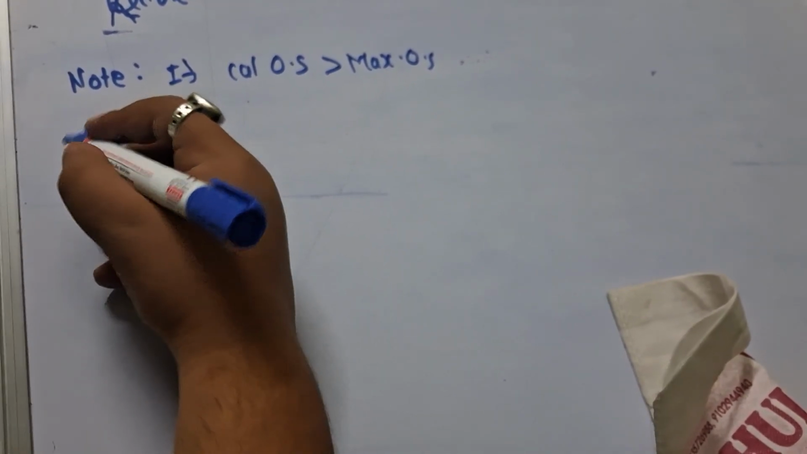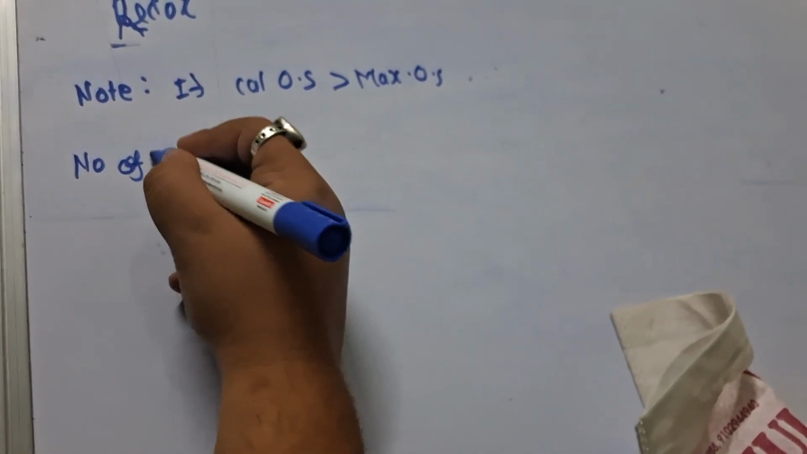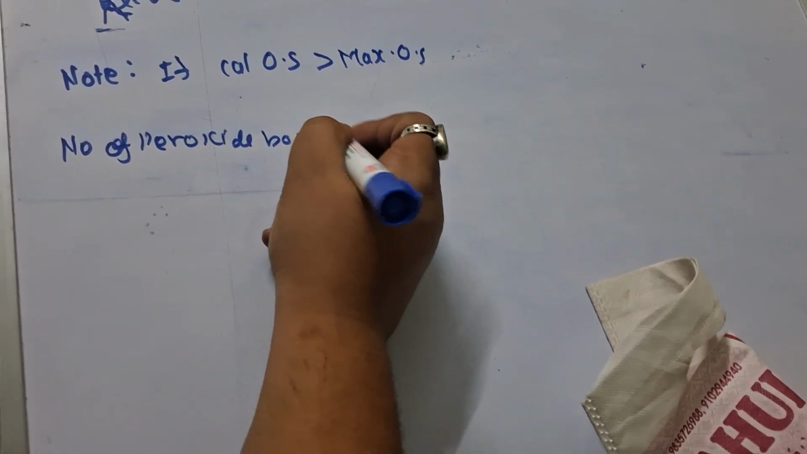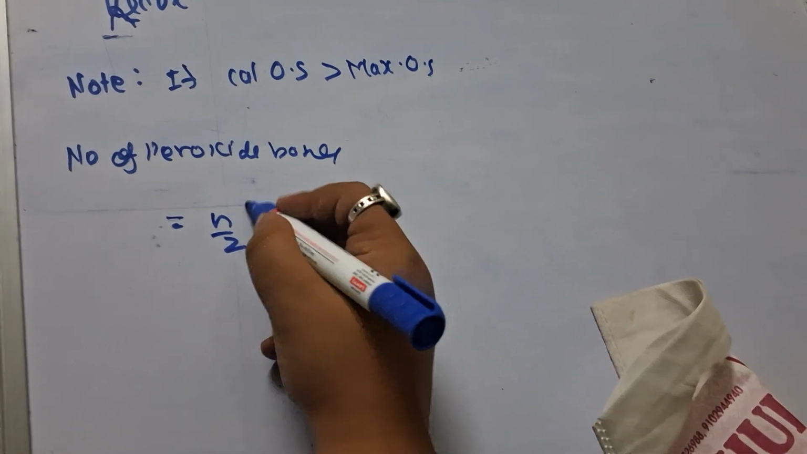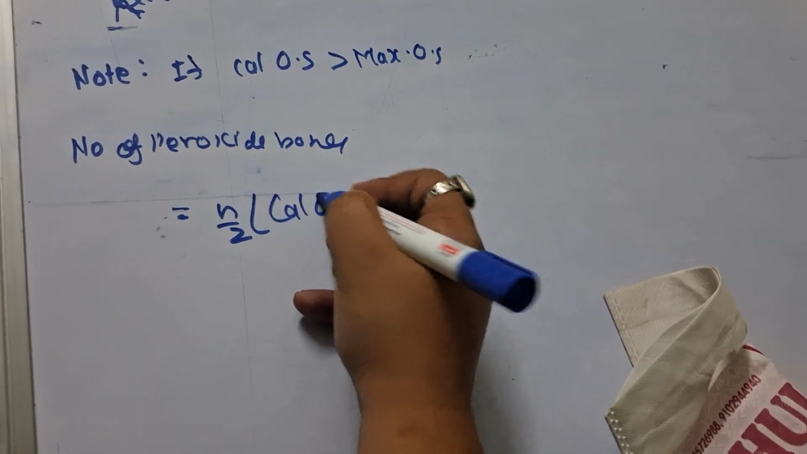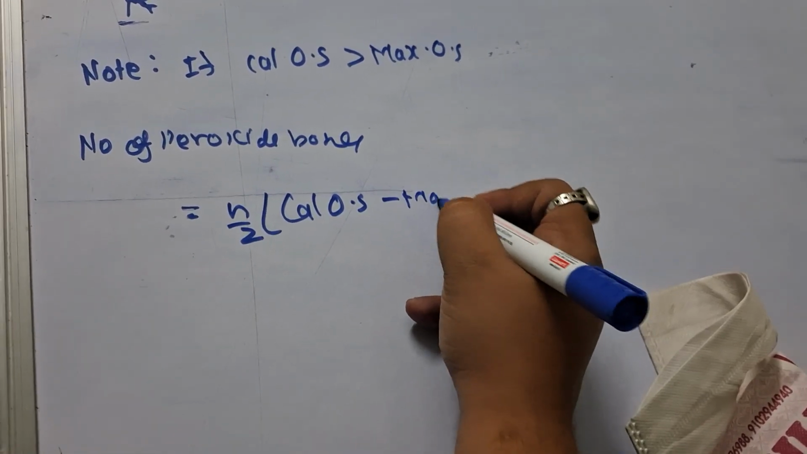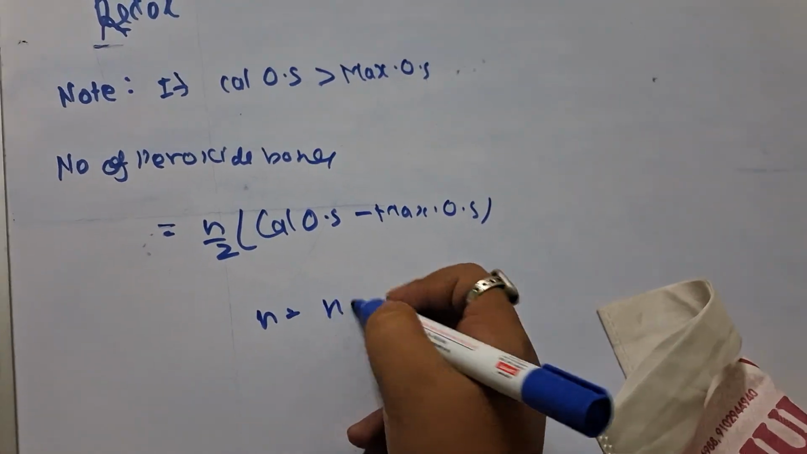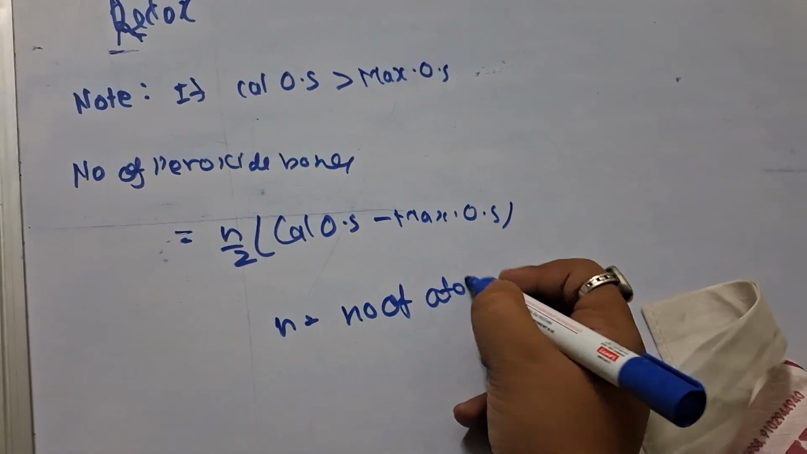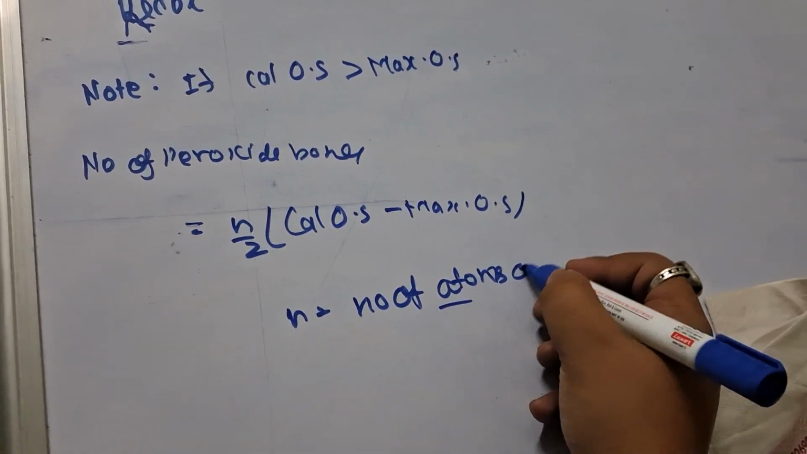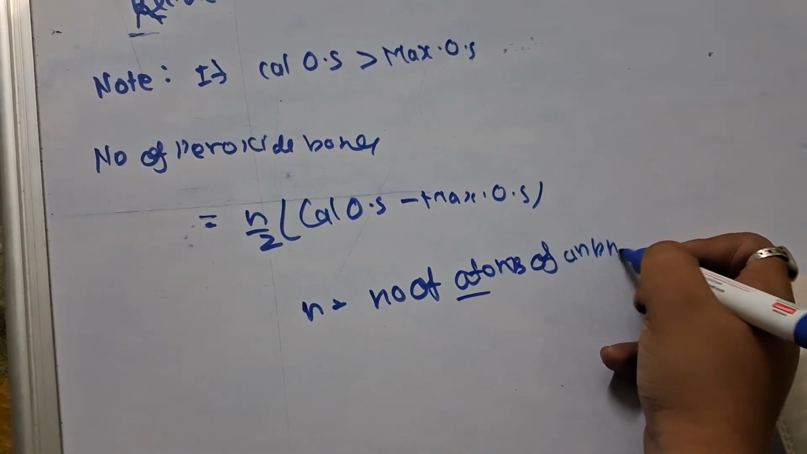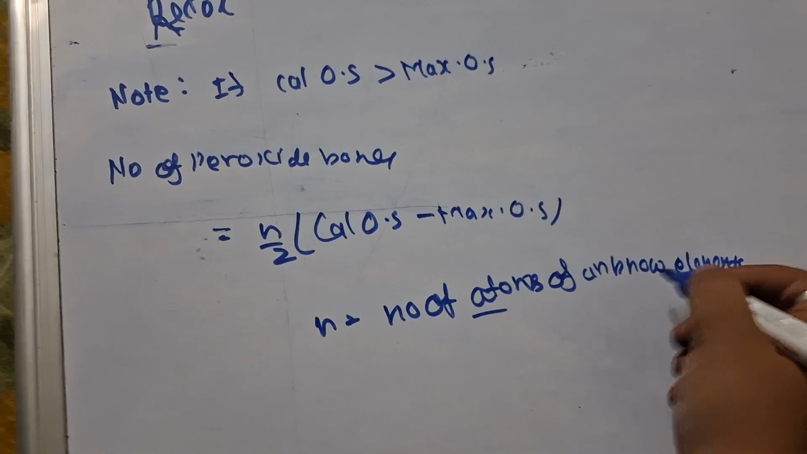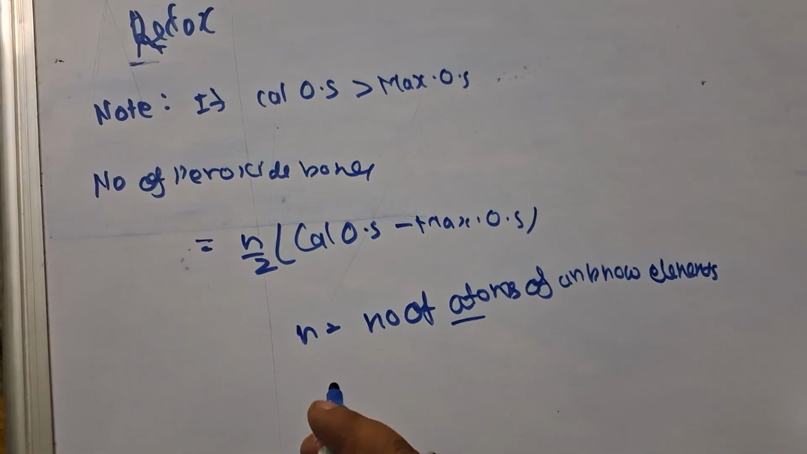Number of peroxide bonds. How do you calculate the number of peroxide bonds? It is equal to n/2 into calculated OS minus maximum OS. OS is oxidation state. N is the number of atoms of the unknown element.